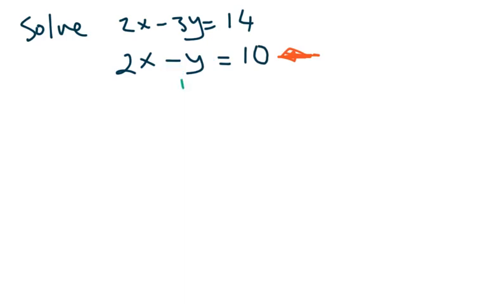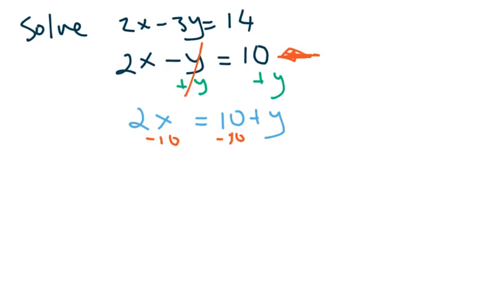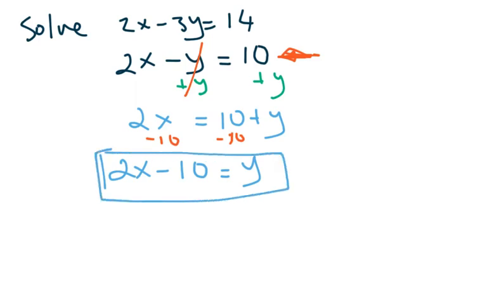So why don't we add y to both sides. Plus y, plus y. That means that this cancels out and I'm left with 2x is equal to 10 plus y. And I subtract 10 from both sides. Minus 10, minus 10. And I'm going to get 2x minus 10 is equal to y. So I've now got y on its own. So y is equal to 2x minus 10.